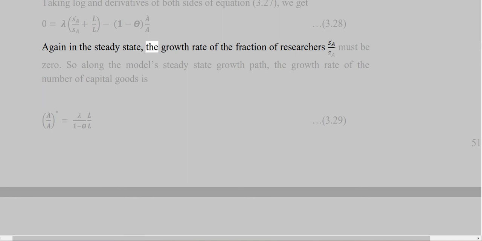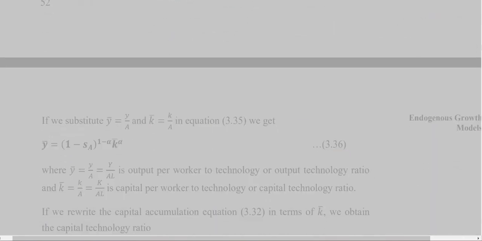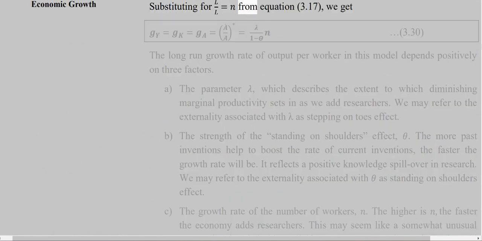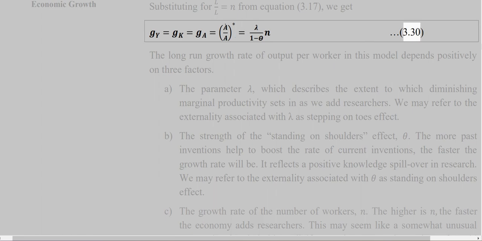Taking logs and derivatives of both sides of equation 3.27, we get equation 3.28. Again, in the steady state, the growth rate of the fraction of researchers must be 0. So along the model's steady-state growth path, the growth rate of the number of capital goods is given by equation 3.29. Economic growth: substituting from equation 3.17, we get equation 3.30.